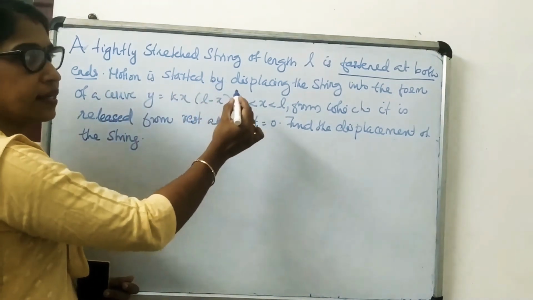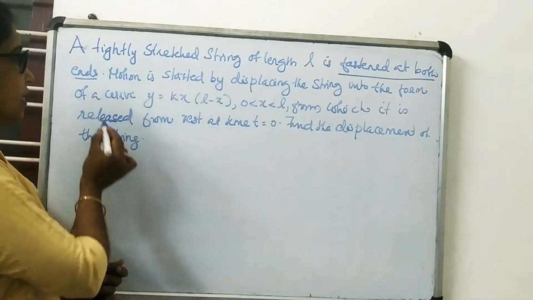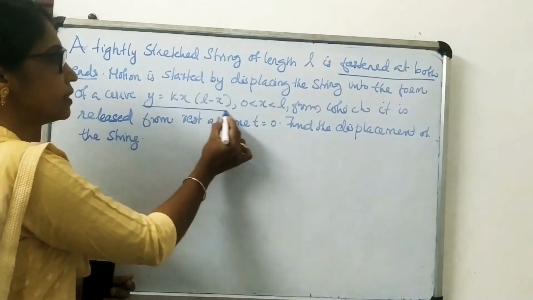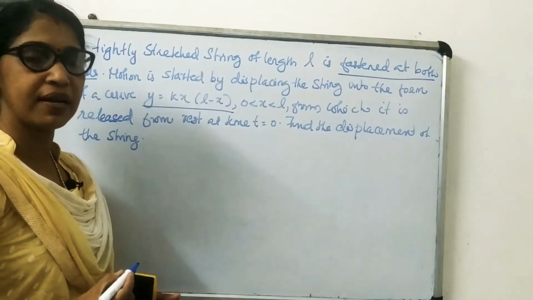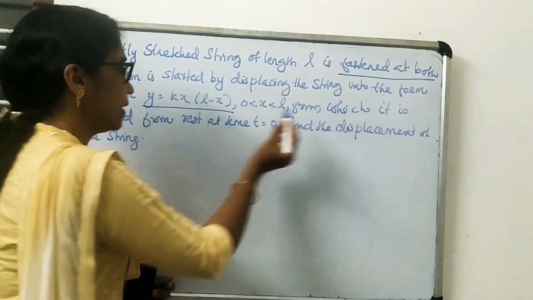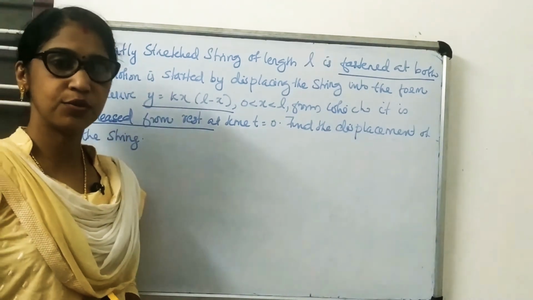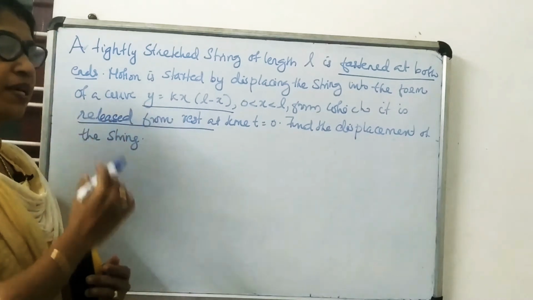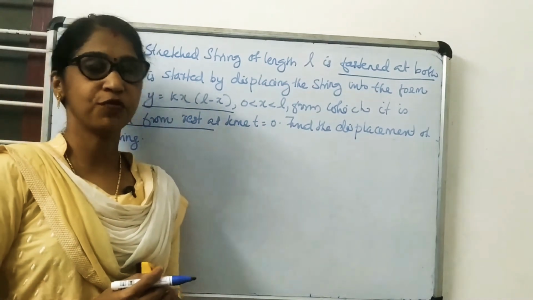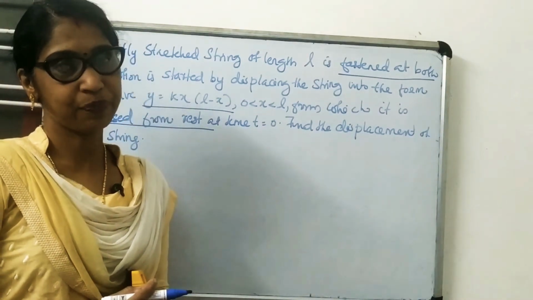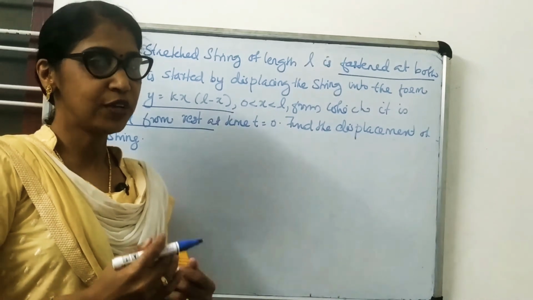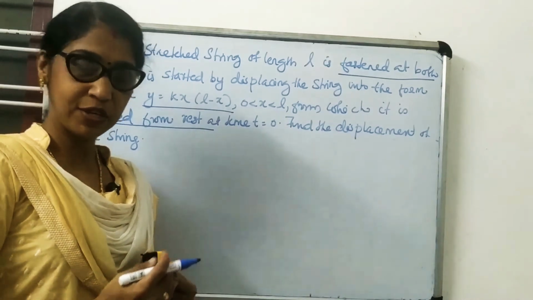Motion is started by displacing the string in the form of a curve y is equal to kx into L minus x, from which it is released from rest at time t is equal to 0. Find the displacement of the string, that is y of x,t. Okay, so first we have to write the wave equation.